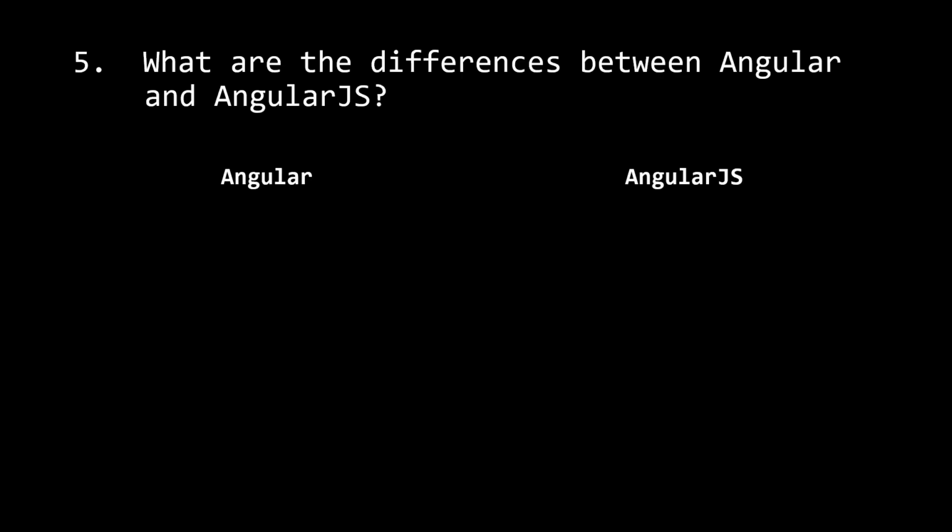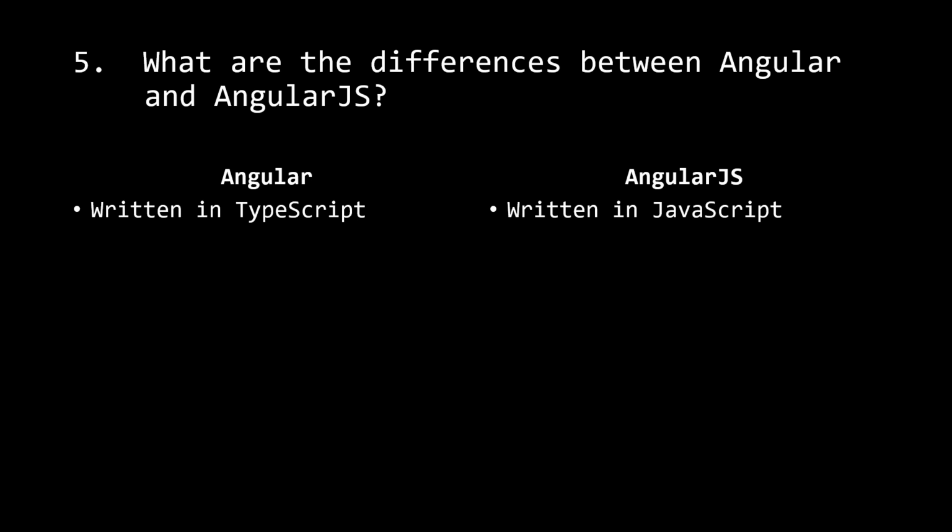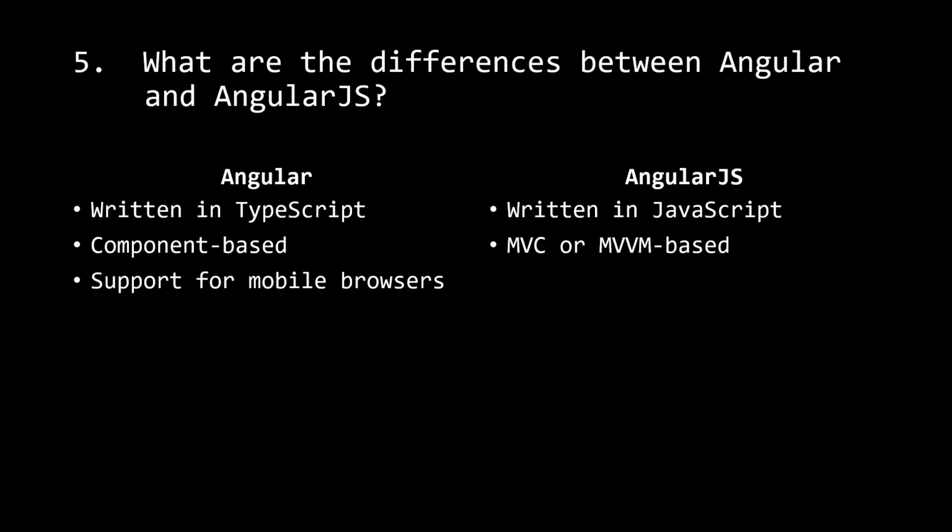There's actually quite a few differences between Angular and AngularJS. Angular was written in TypeScript, AngularJS was written in JavaScript. Angular is component-based, while AngularJS uses Model View Controller, or MVC, and Model View ViewModel, or MVVM. Angular has support for mobile browsers, AngularJS does not.